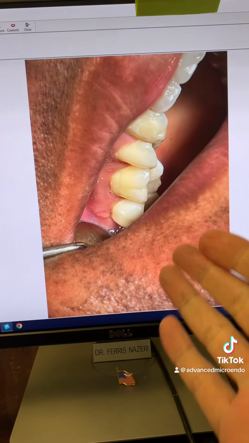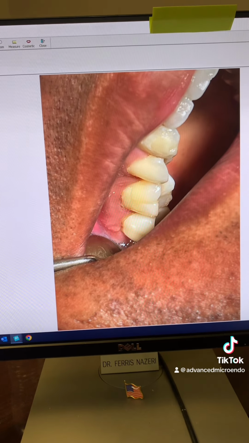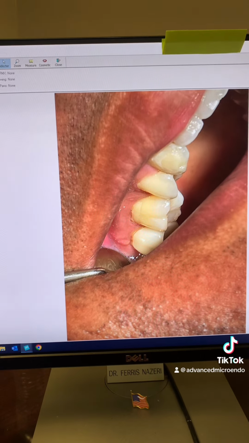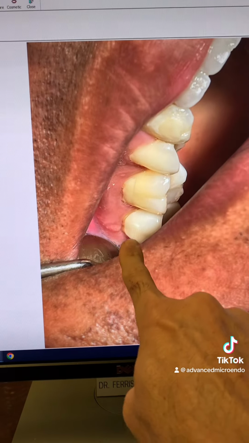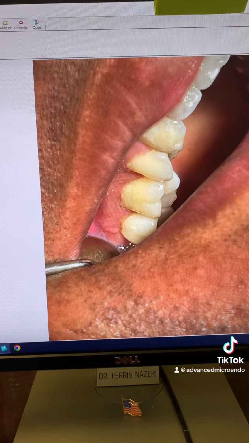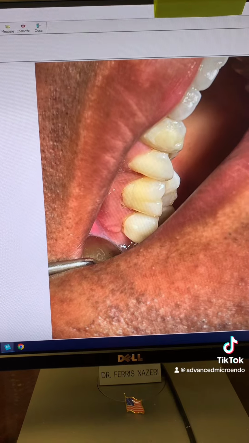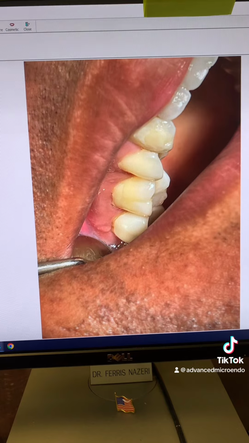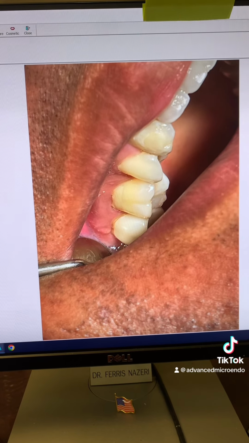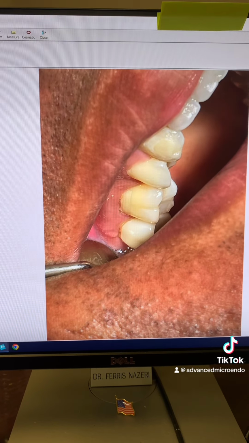So as you saw, the probing, the radiographs, multiple angulations, and the presentation of that sinus tract, again, the probing, all point to a vertical root fracture. So recommended extraction, unfortunately.